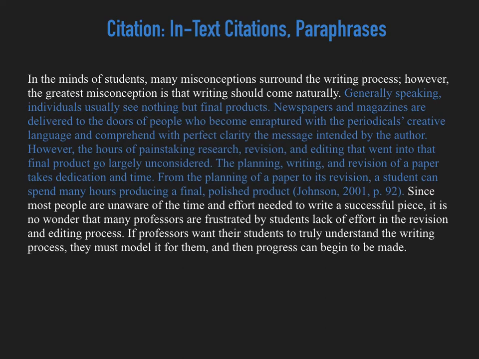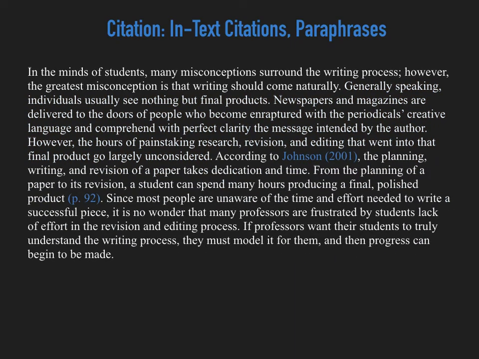Therefore, when incorporating paraphrases within paragraphs, we must provide an initial signal to the reader that indicates where the paraphrase begins. The easiest way to do this is by including the author's name directly within the sentence. By including the author's name within the sentence, the reader then knows that everything from Johnson to page 92 is a paraphrase of Johnson's ideas. Along with changing the wording and sentence structure of the original, when creating paraphrases, we must clearly indicate the beginning and ending of the paraphrase when we incorporate it within a paragraph.